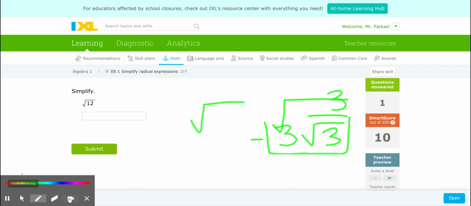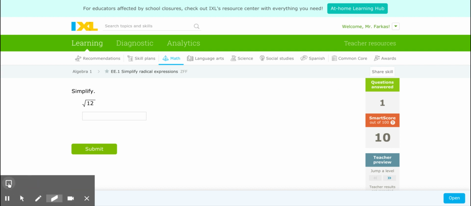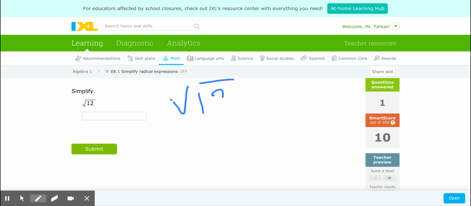Okay, let's try one more. What's the square root of 12? The square root of 12, what two numbers can we multiply where one of them is a perfect square? Well, we could do 2 times 6, but neither of those are perfect squares. We could also do 4 times 3. One of those is a perfect square, 4. The square root of 4 is 2.